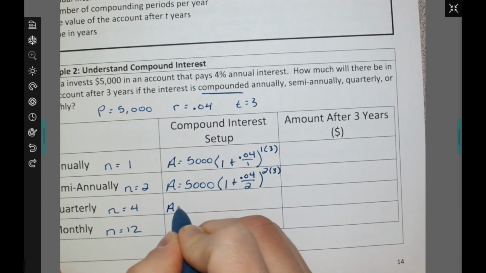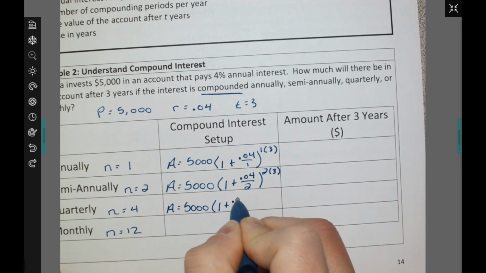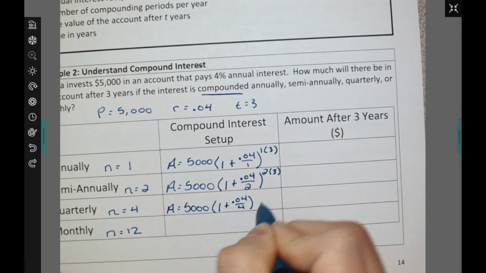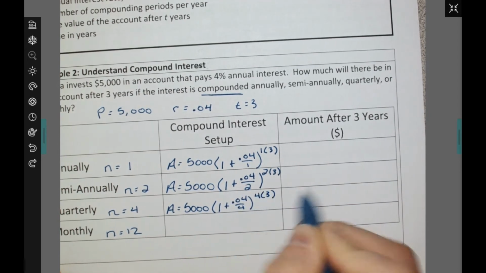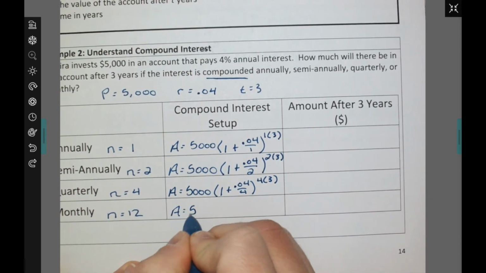Quarterly is going to be a 4. And then monthly, we're going to switch to 12.